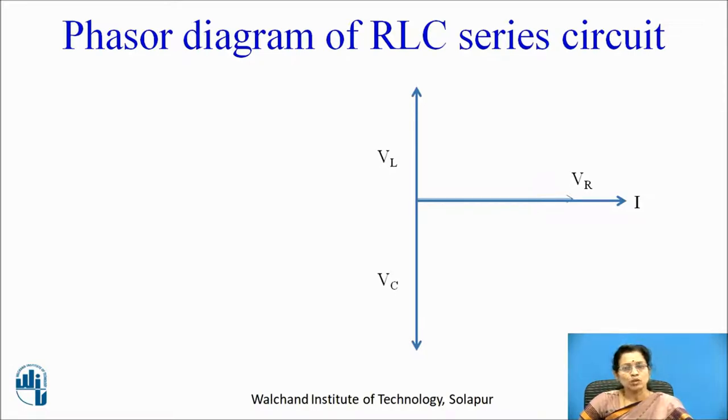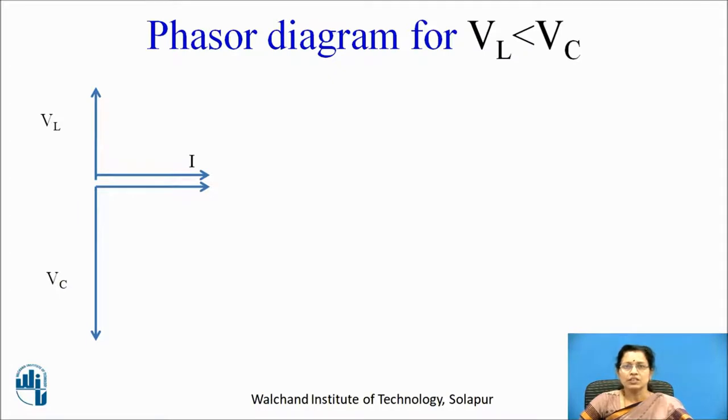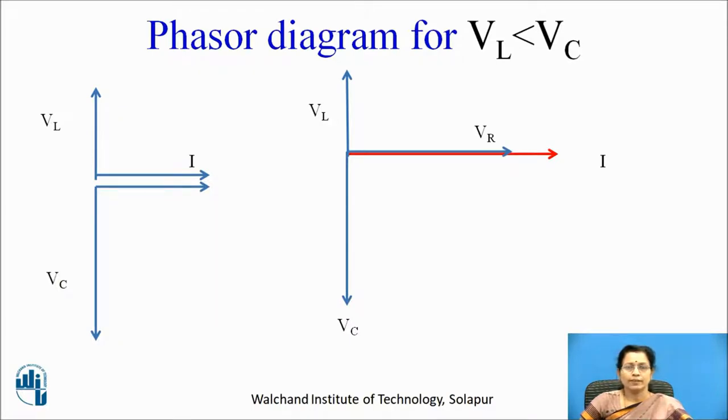And if we want to draw the phasor diagram for this RLC series circuit, we have to consider three conditions. That is, VL is less than VC, VL is greater than VC, and VL equal to VC. So we are going to discuss all these three conditions one by one. For the first condition, VL is less than VC, we can draw the phasor diagram like this. Draw first the current vector, then VR is in phase with the current, VL leads this current by 90 degree, and VC lags current by 90 degree.